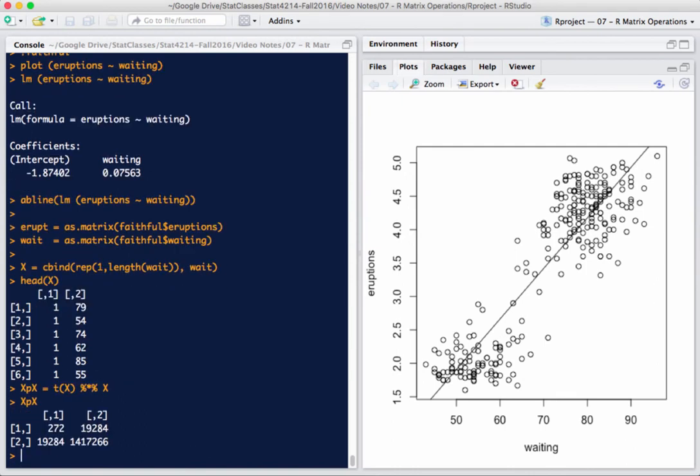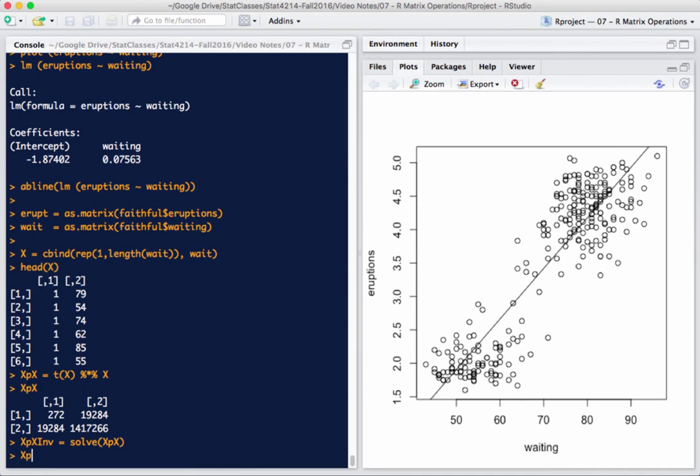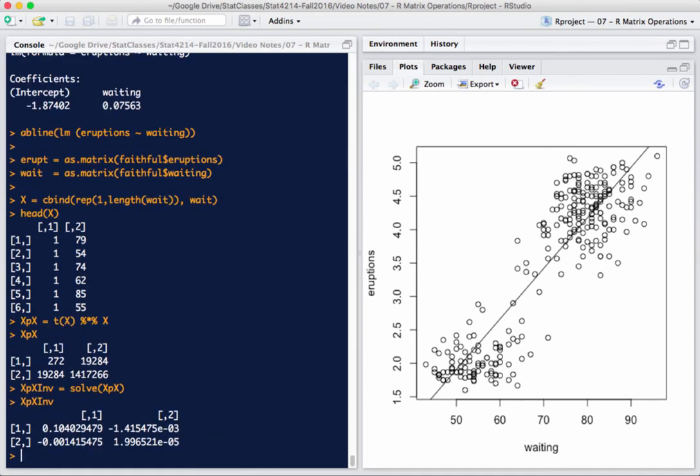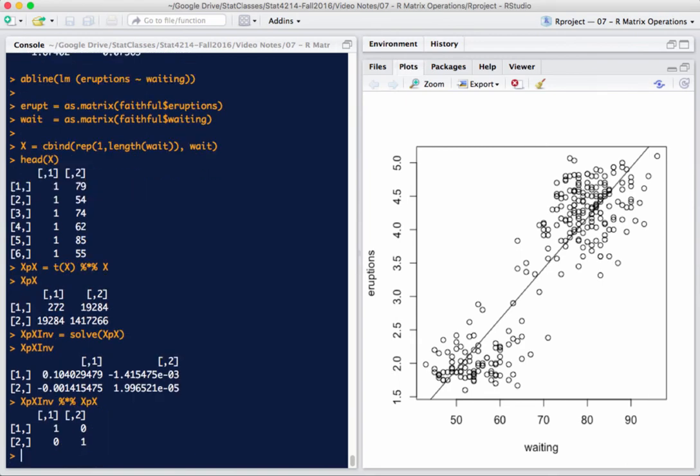Now remember, that's going to be just 2 by 2. We have one regressor plus our constant term. So in this case, k is 1, and so p is 2. And we have our X'X. Of course, what we want is actually the inverse matrix of that, which is simply solve. And there's that matrix. Now if we want to, we can test: we should get something like the identity matrix, and sure enough we do.